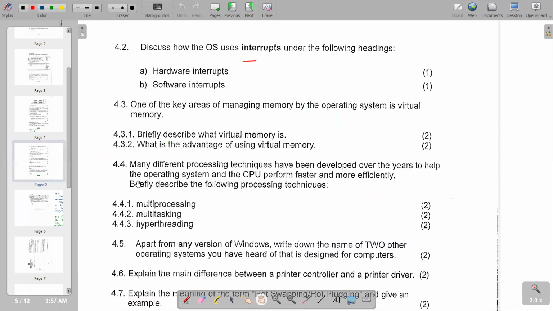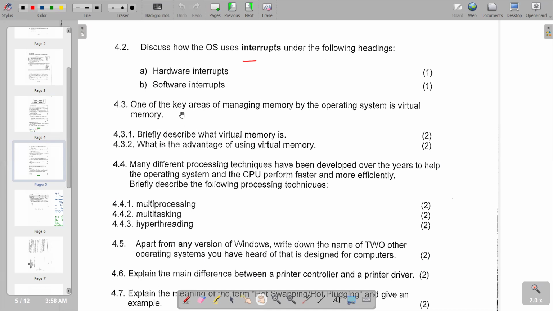So we go to the next part of our question, 4.3, and 4.3 reads: one of the key areas of managing memory by the operating system is virtual memory. So we are going to respond to this question. But before we respond, we can try to understand what we mean by a virtual memory. A virtual memory is a method that computers use to manage storage space, to keep systems running quickly and efficiently. That's the explanation in terms of a virtual memory.